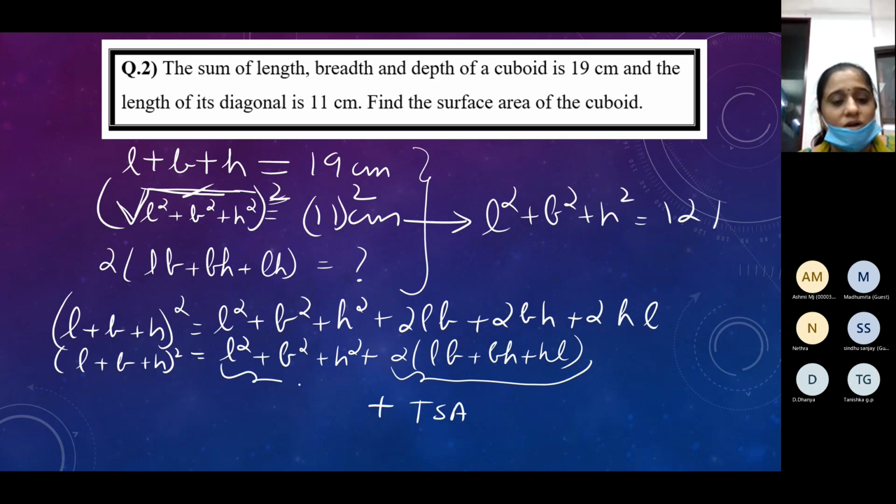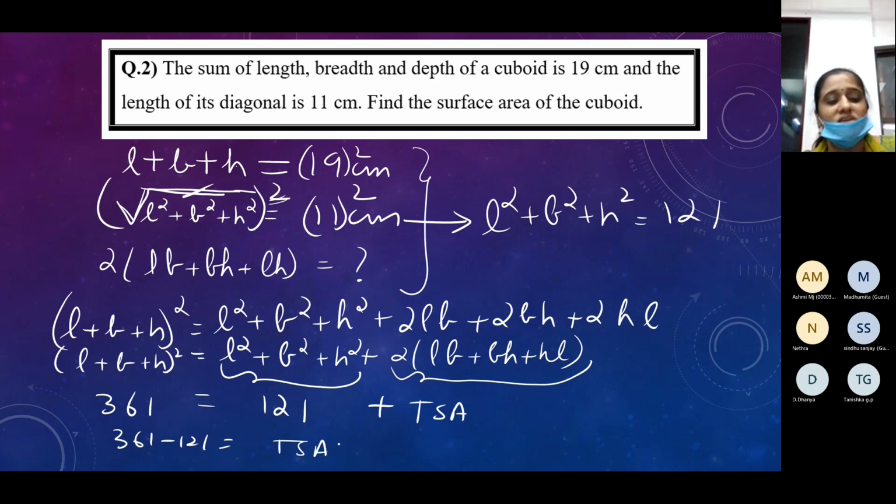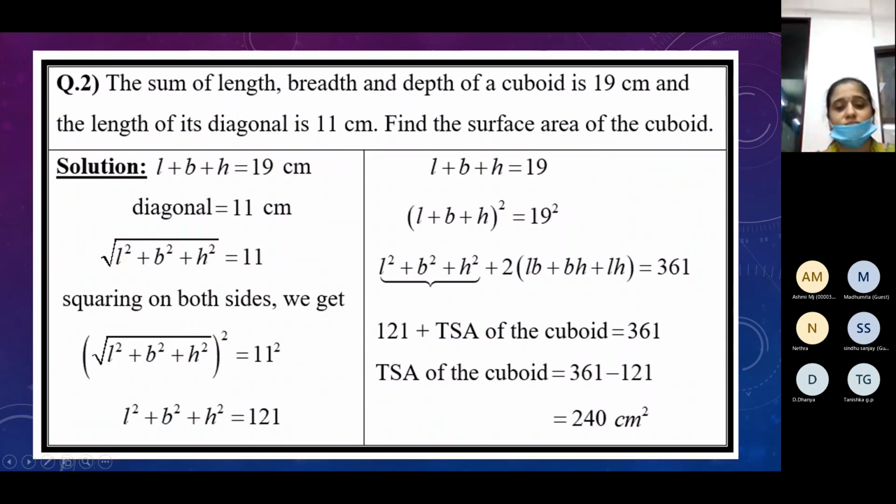So what is this one? This is 121. And what is L plus B plus H the whole square? 19 square, which is 361. So now TSA is equal to 361 minus 121. Correct? So TSA is equal to 240. 240. All right, do it.